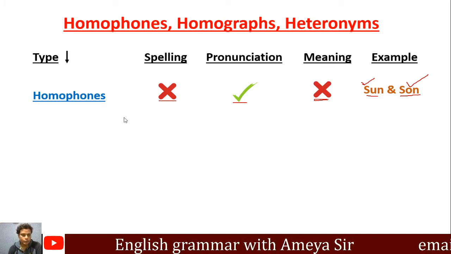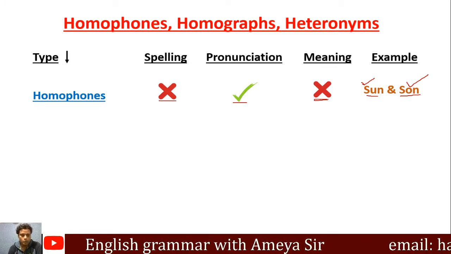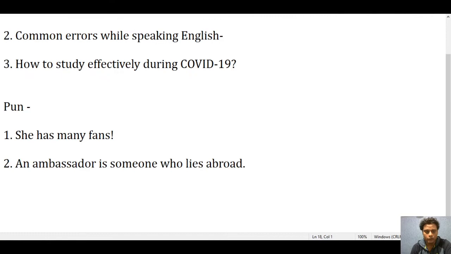Now, I am going to deal with an example in the notepad. Let me take you to the notepad now for this one. So for the category of homophones, let me give you another example. By and buy. So by and buy.